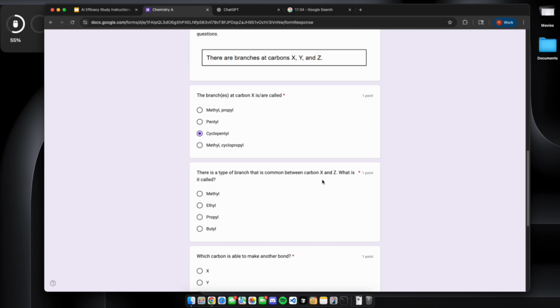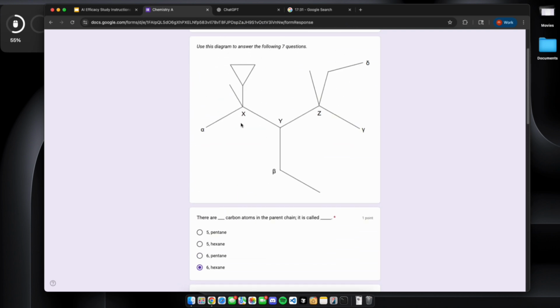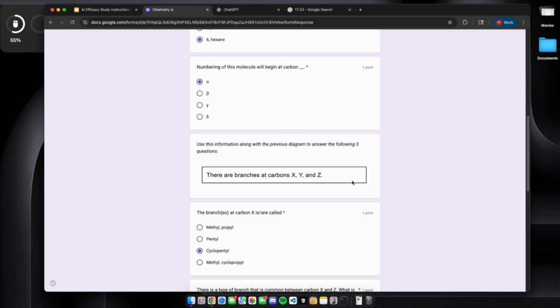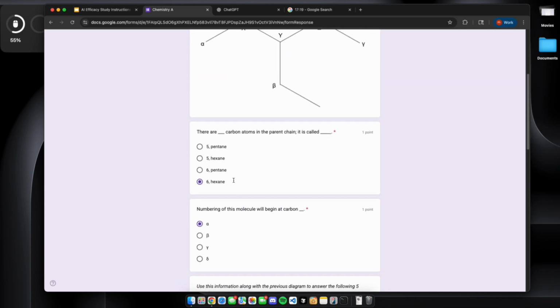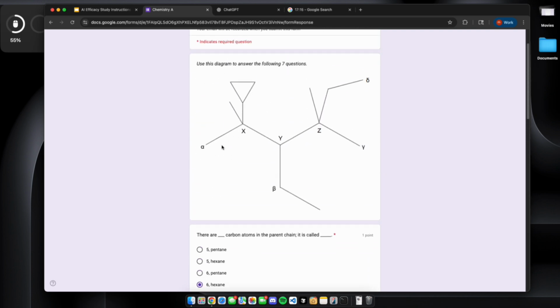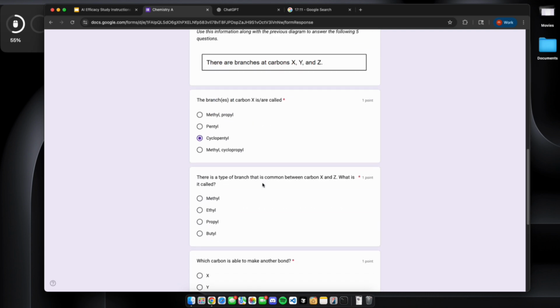There is a type of branch that is common between carbon X and Z. What is it called? Okay, carbon X and Z. Nothing looks very familiar to me. I would think that X only has one option. I guess if I logically determine it between these two, if the branch is at X and X has one branch, it can't be these because there's no option here that matches that, so it has to be one of these.